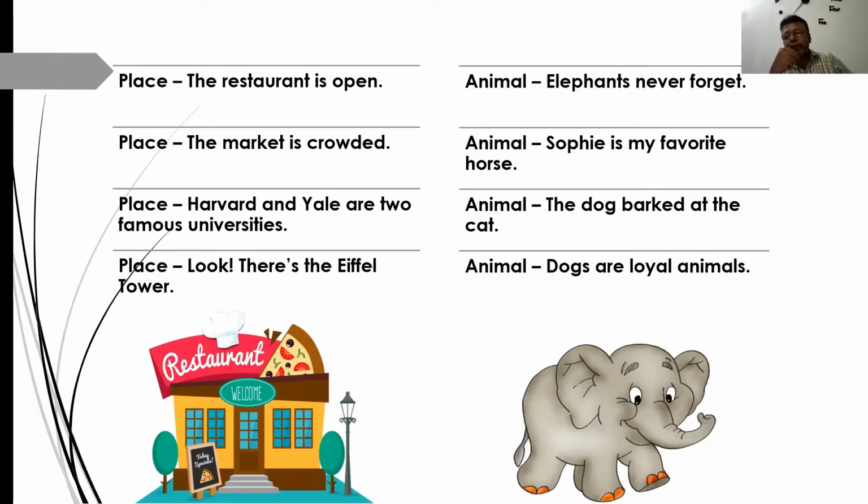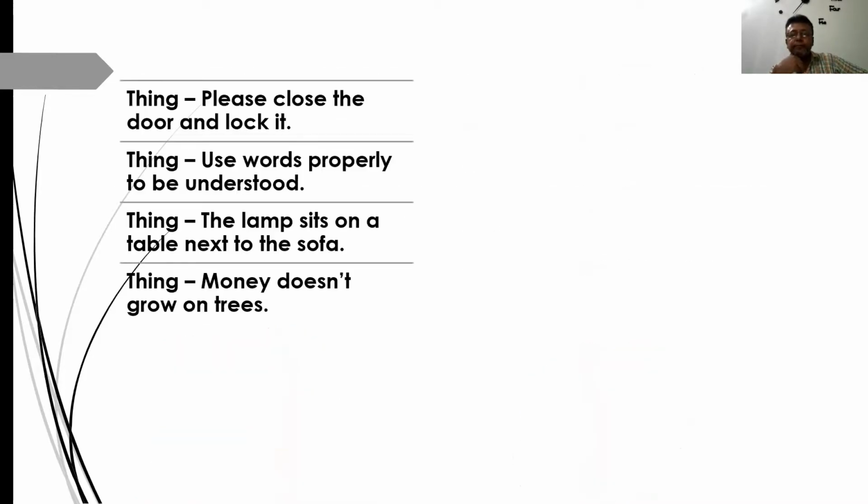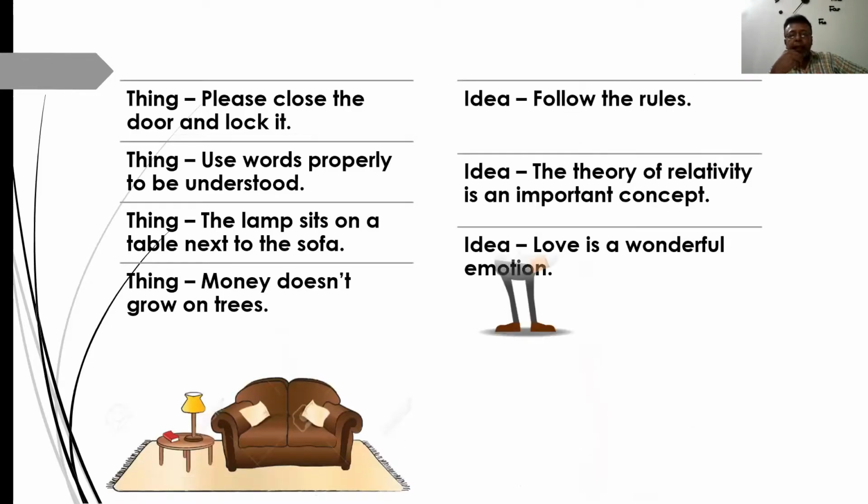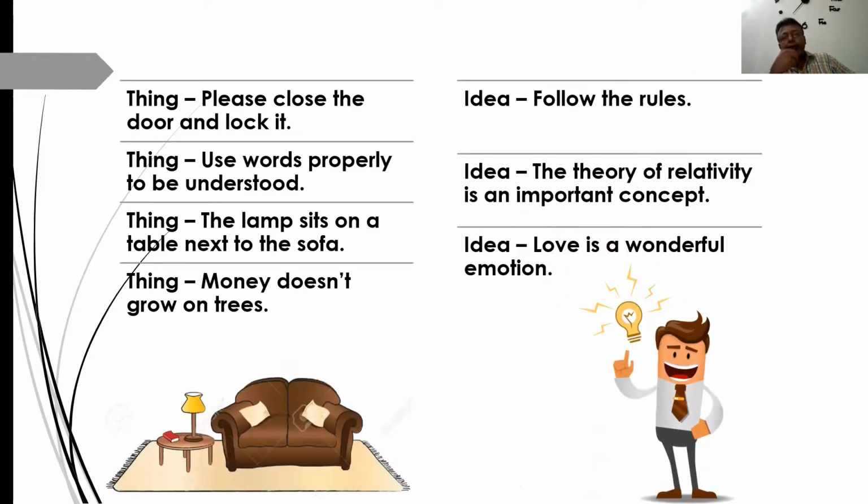The dog barked at the cat. In this case, both common nouns, dog and cat, are used. Dogs are loyal animals. In this case, dogs and animals, these are the nouns. And in this last slide, we are going to talk about things and ideas. Okay, so please close the door and lock it. What? Door. Door is the name of a thing.